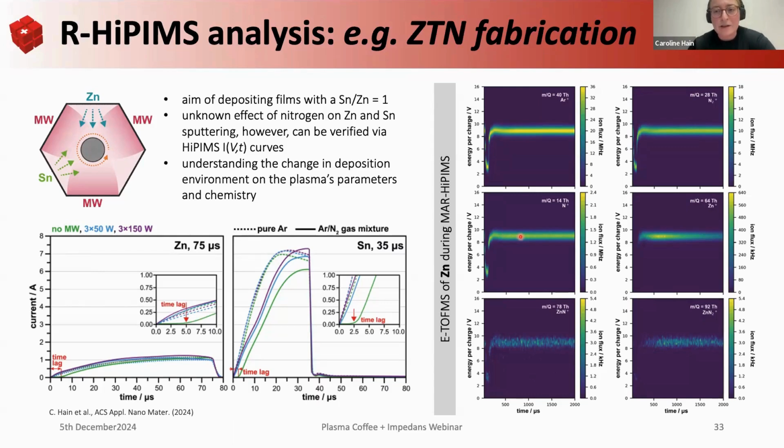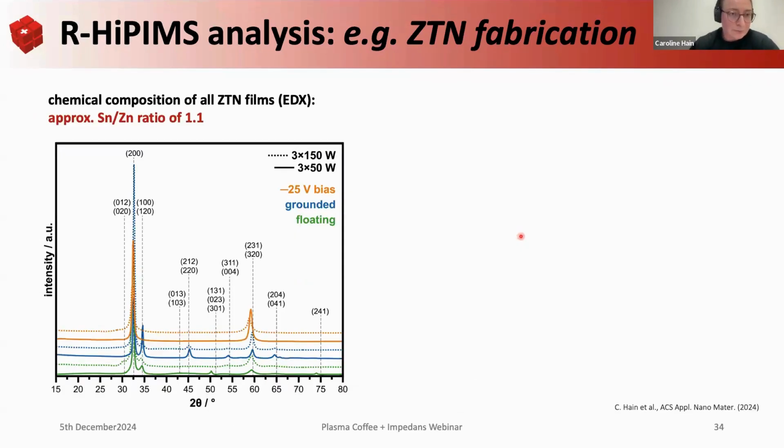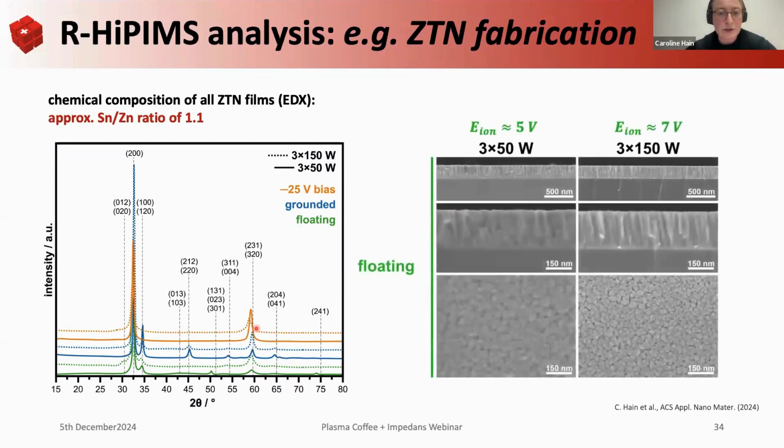So once we have this information, what can we do with it in terms of our material? We can deposit films. Here we deposited using different microwave powers and substrate biasing, from floating and grounded to -25 volts. All the films had a very similar chemical composition. Going from floating to a biased sample, we go from a polycrystalline film into something more preferentially grown. If we look at our films from SEM, for floating we would have energies of around 5 volts and 7 volts, depending on the microwave power applied.